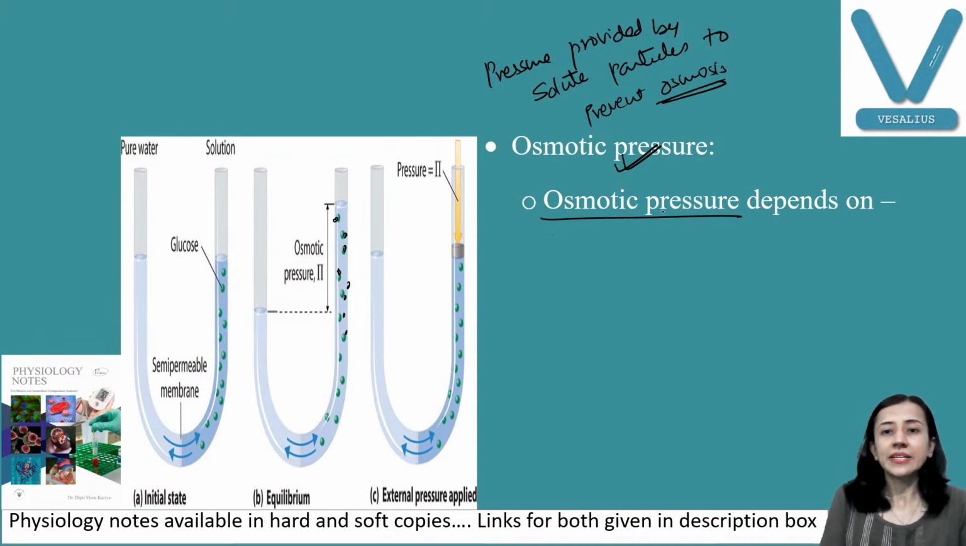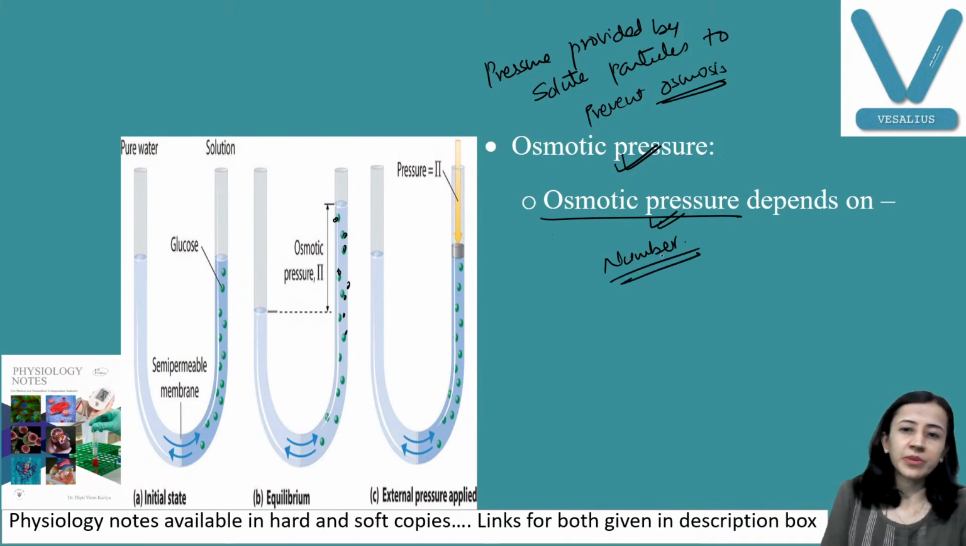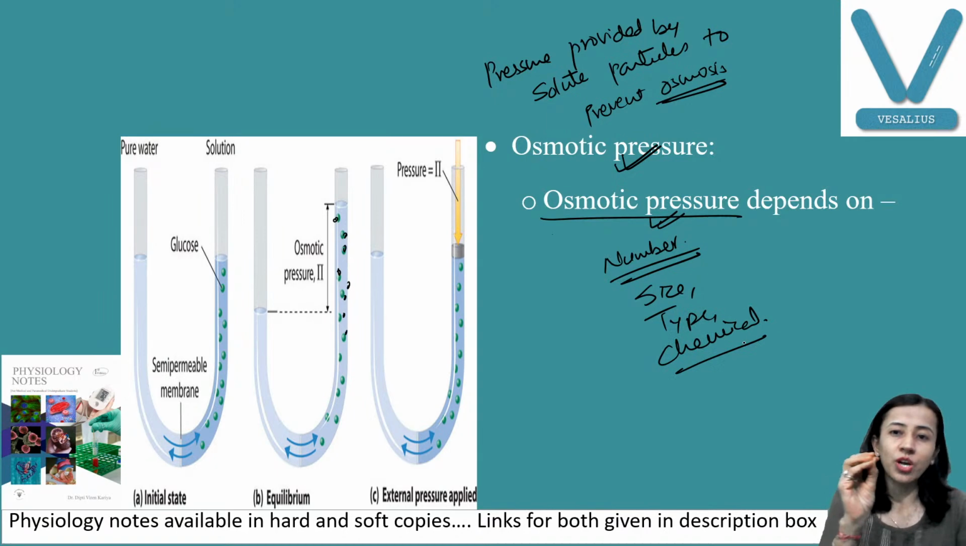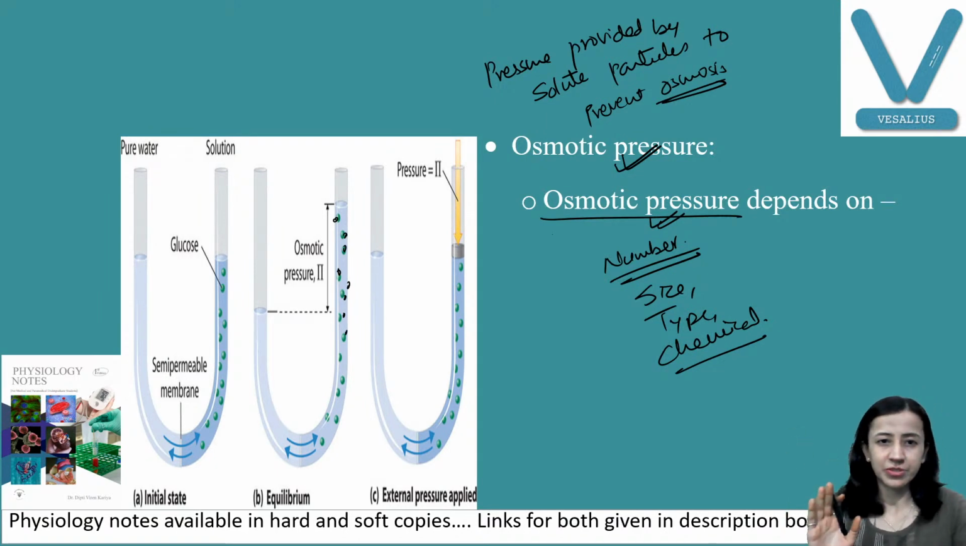Clear? And this osmotic pressure depends on the number of particles. More the number, more will be the pressure. It will not depend on size of particle, not depend on type, not depend on chemical composition. So if the particle is small but numbers are more, the pressure will be more. Am I clear? So this is osmotic pressure.